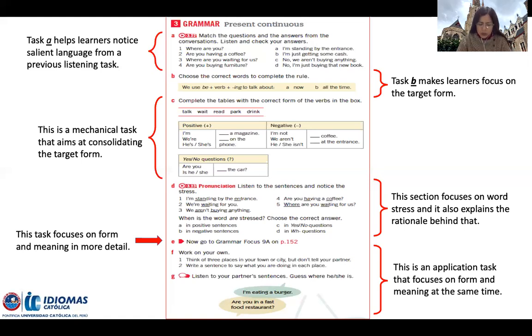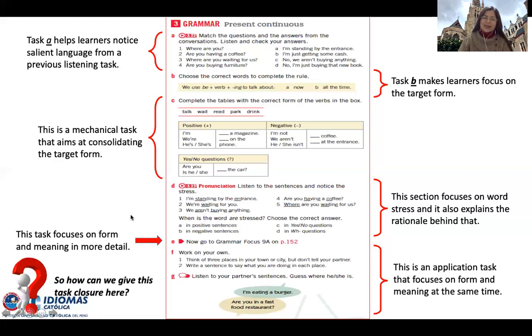Perfect. But what happens? It's a bit short. I mean, not complex. It's kind of semi-controlled. So my plan doesn't have to be just to end here. I need to find a way to at least devote 10 or 15 minutes more for another task that gives a closure to the lesson, a bit more challenging.